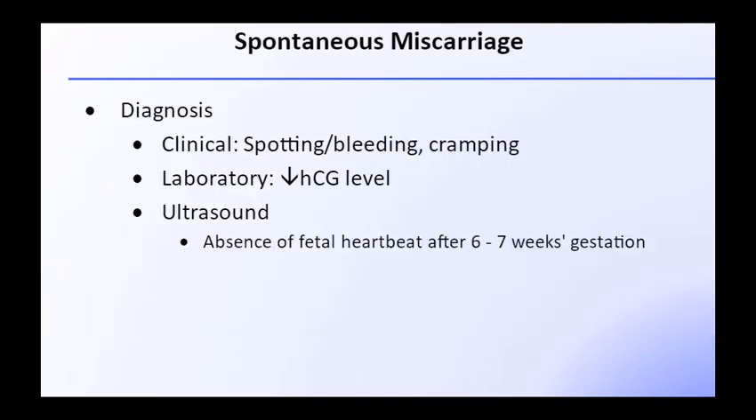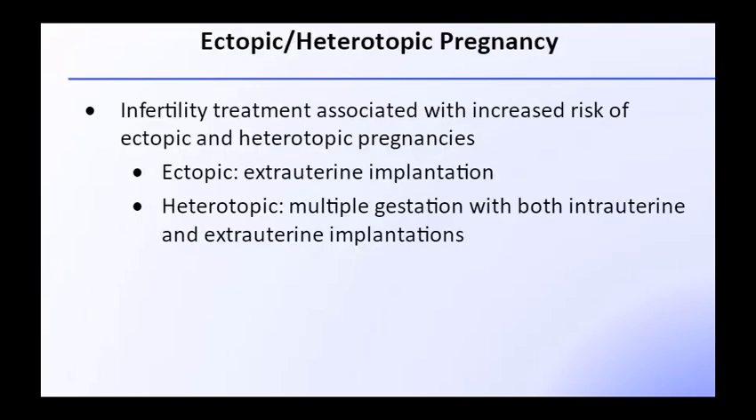The diagnosis of miscarriage can be made in several ways. A woman may experience symptoms suggestive of a miscarriage, including bleeding, spotting, and cramping, or may pass gestational tissue vaginally. Declining levels of HCG in the first trimester are also suggestive of a miscarriage. Finally, an ultrasound that shows no evidence of a fetal heartbeat after 6 to 7 weeks gestation strongly suggests a miscarriage. Infertility treatment is also associated with an increased risk of ectopic and heterotopic pregnancies.